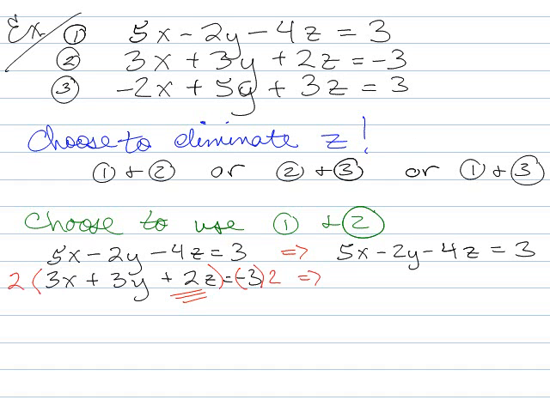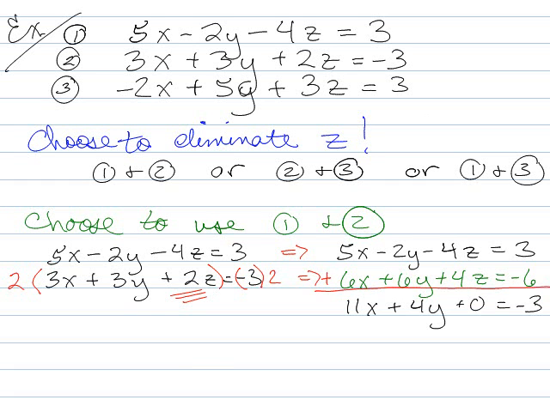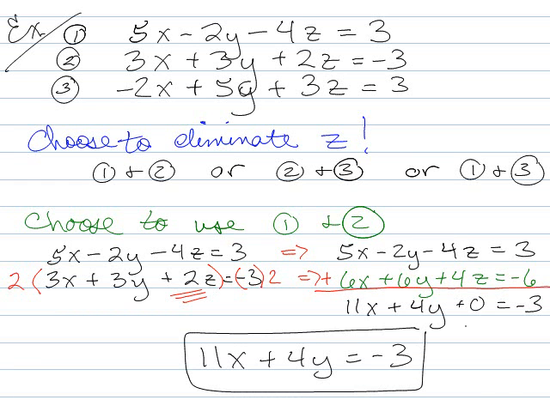And that gives me 6x plus 6y plus 4z equals minus 6. Now if I add that straight down, just like we've been doing with two equations and two unknowns, I get 11x plus 4y plus 0, which is a good thing, equals negative 3. So now I have a new equation like this, which is all fabulous and well and good.